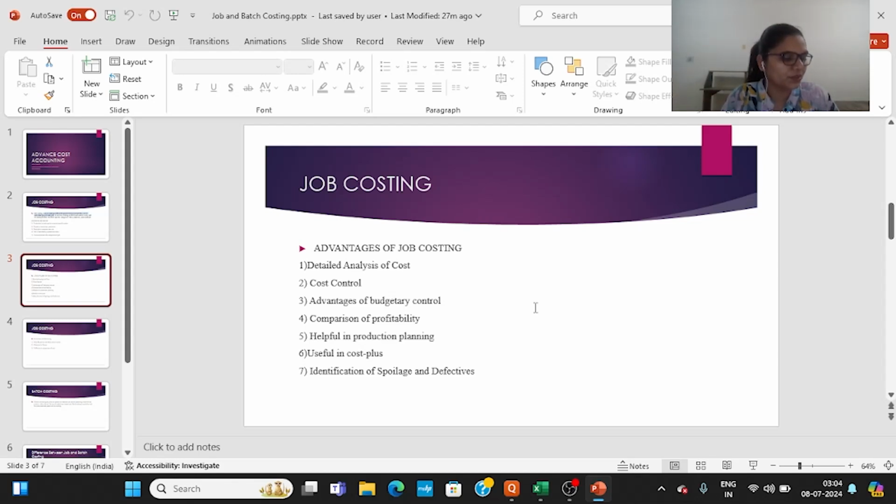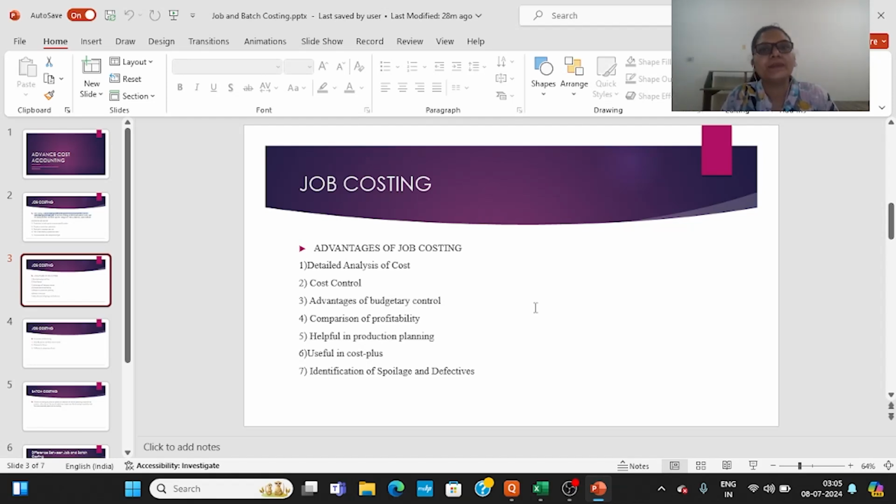Next is cost control. Job costing facilitates cost control by comparing actual cost with estimated or standard cost. Advantages of budgetary control. In case of job costing, the adoption of predetermined overhead rates necessitates the application of a system of budgetary control of overheads with all its advantages.